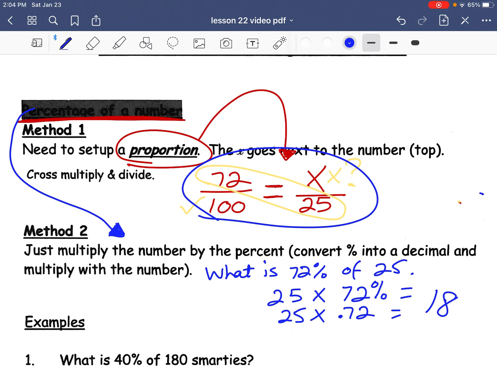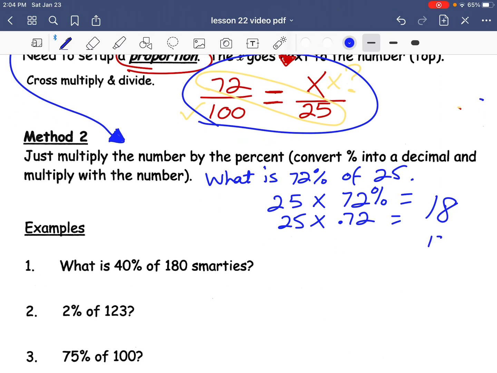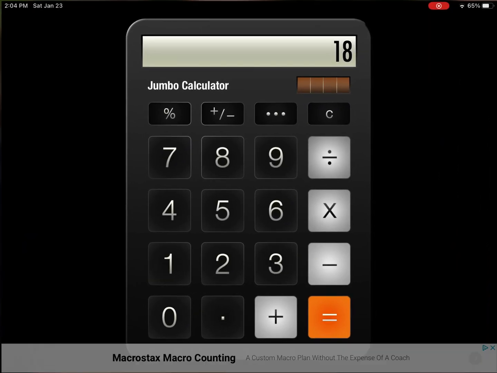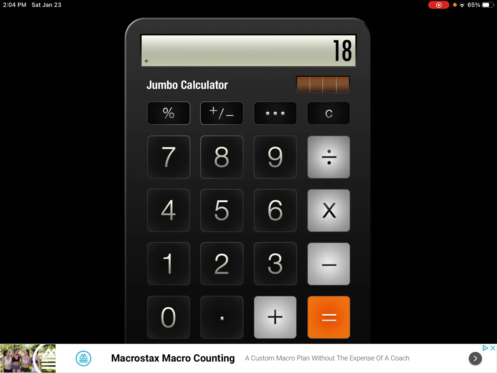You can actually test that. Let's pretend that that was a mark on a test, that you got 18 out of 25. We can just test that theory. 18 divided by 25 would give you 0.72. You would then multiply by 100, and it gives you 72.